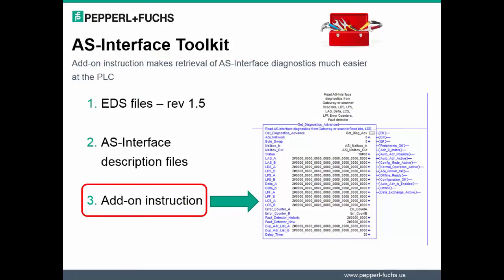Let's review what makes up an ASInterface toolkit. First, EDS files or electronic data sheets are provided so that the ASInterface gateway can be recognized in the RSLogix5000 editor. Second, ASInterface description files are provided for the various gateways such that the mapping of various ASInterface slaves or nodes are defined in the PLC. Finally, the Get Diagnostics Advanced add-on instruction is included in the toolkit and the focus of today's presentation.